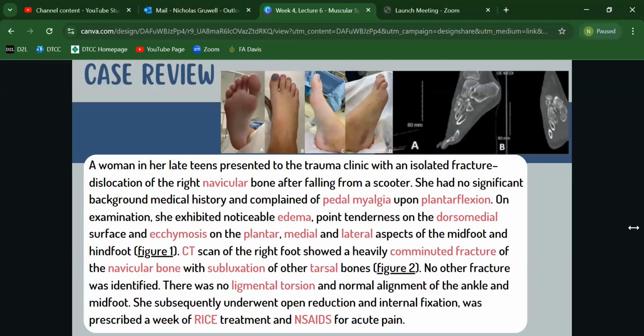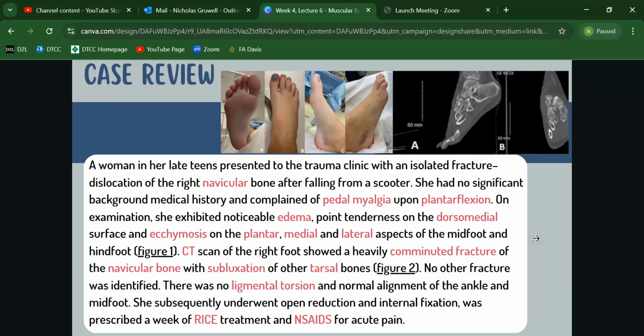On examination, she exhibited noticeable edema, point tenderness on the dorsomedial surface, and ecchymosis on the plantar, medial, and lateral aspects of the midfoot and hindfoot. A CT scan of the right foot showed a heavily comminuted fracture of the navicular bone, with subluxation of other tarsal bones. No other fracture was identified. There was no ligamental torsion and normal alignment of the ankle and midfoot.